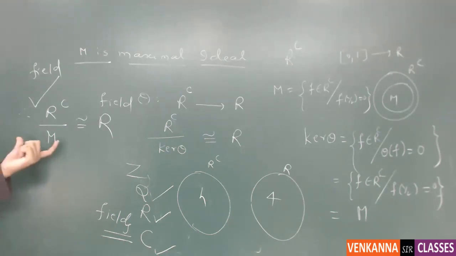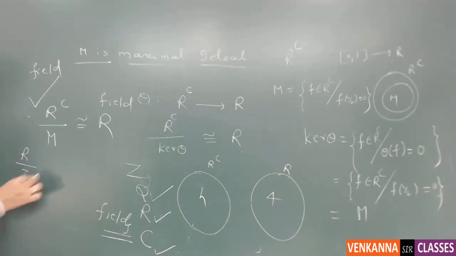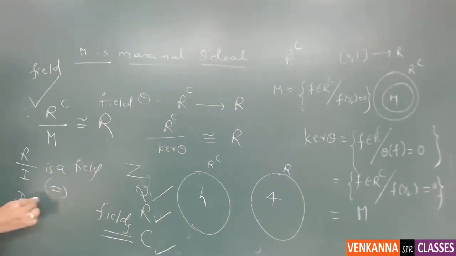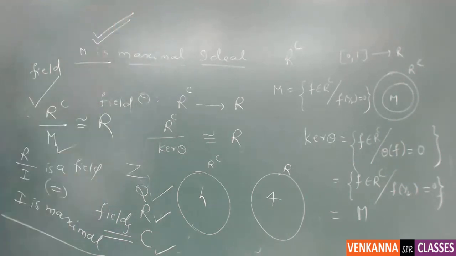Now see, here comes the previous class result. R by I is a field if and only if I is maximal. Can you recollect the previous class problem? Very lengthy proof we have done in the previous class. Can you recollect this? So, since it is a field, from that very result, M is maximal. Now you can understand the impact of previous results, the fundamental theorem, and isomorphism here.